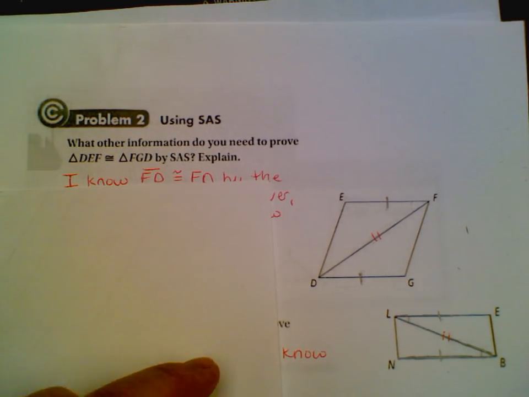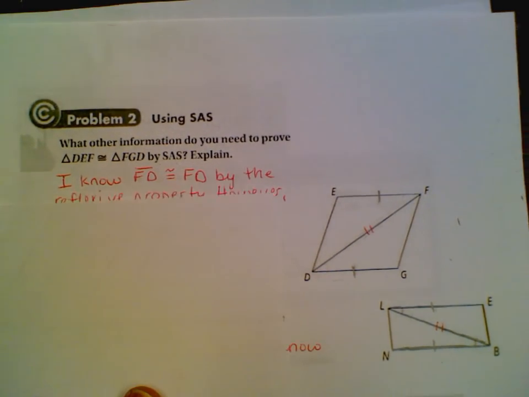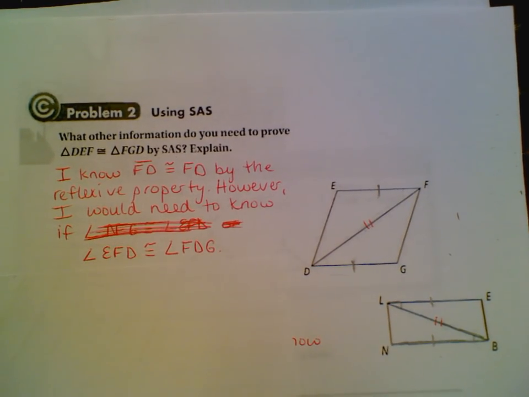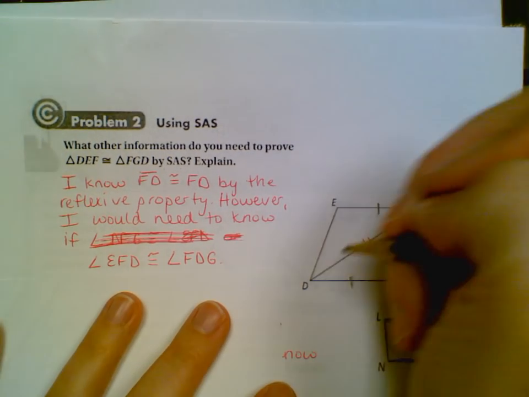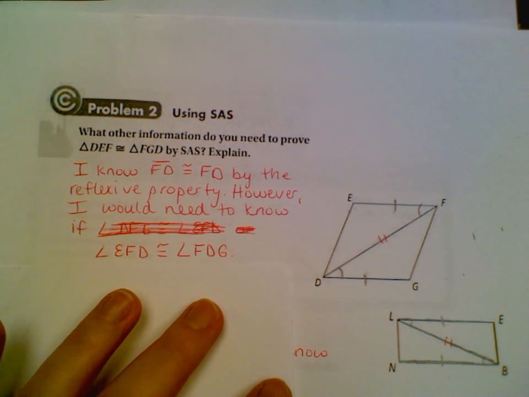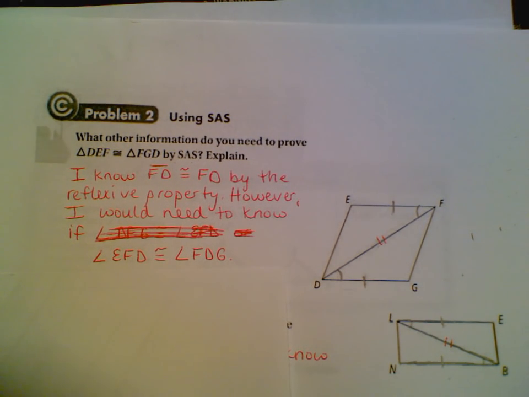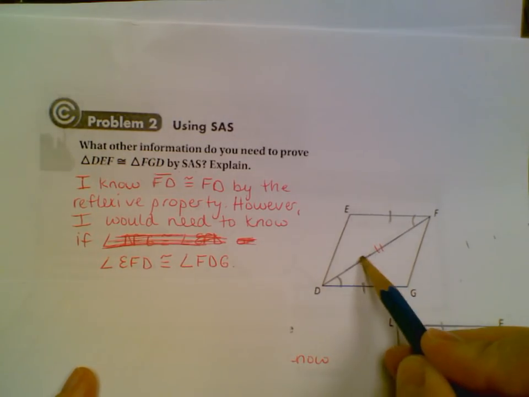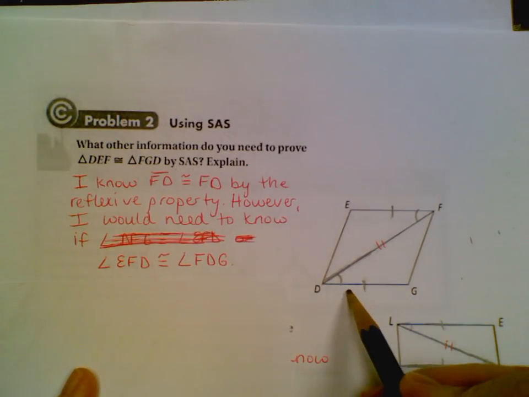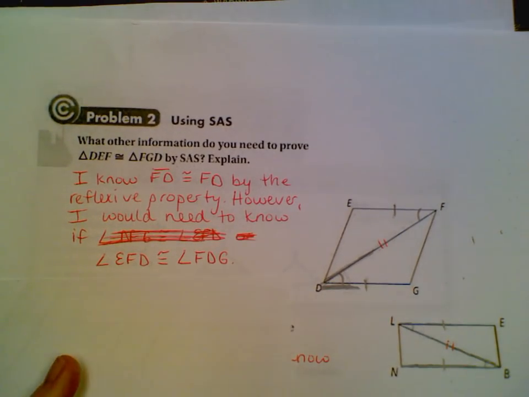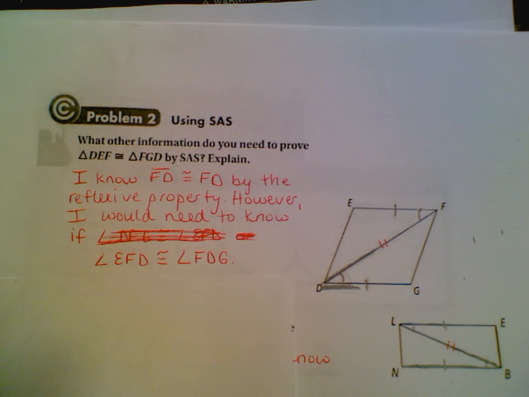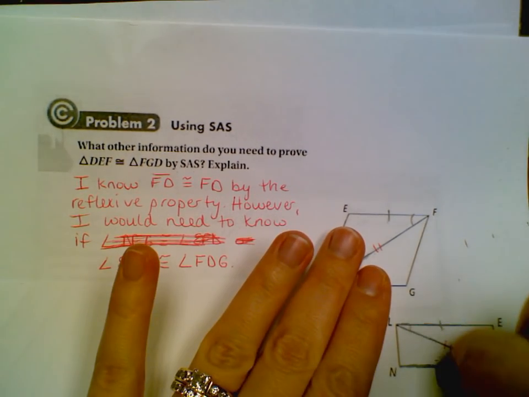Hold on a second. I do know that DF is congruent to itself by the reflexive property, but I would need to know that this angle, EFD, would be congruent to this angle, FDG, because that is the included angle. So recognizing that the rays, this side that's congruent and this side that's congruent, when I highlight those, the angle in between those two has to be my included angle. So that angle is what I would need to be congruent to the other one in order to use side angle side. Okay, I want you to do the got it question.